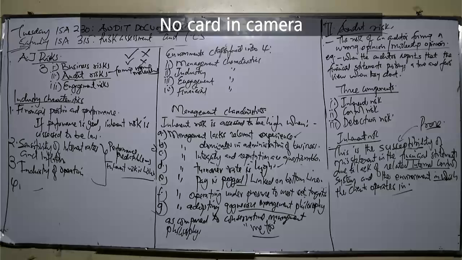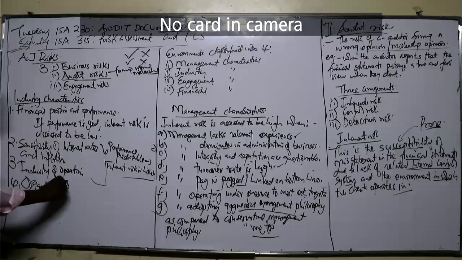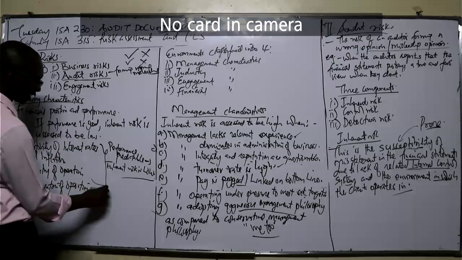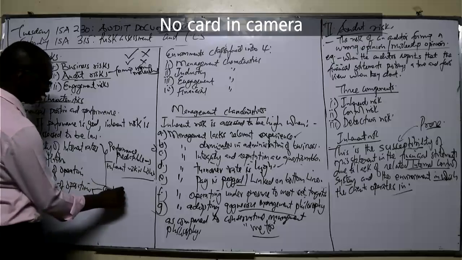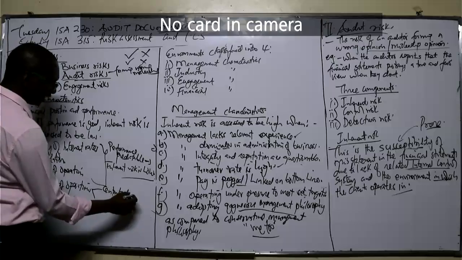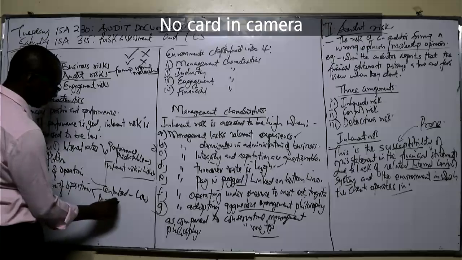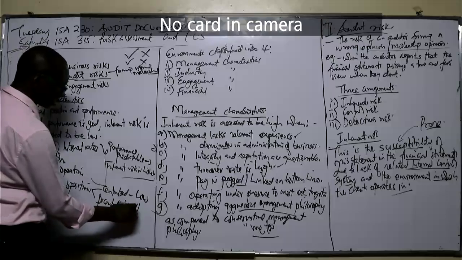Yes, organization of operations is okay. Here we look at whether operations are centralized or decentralized. If centralized, inherent risk is low. If decentralized, inherent risk is high.